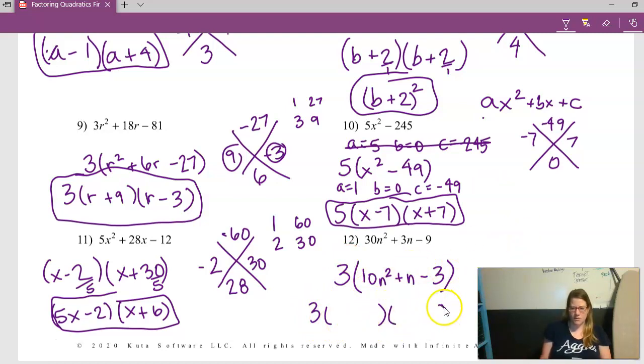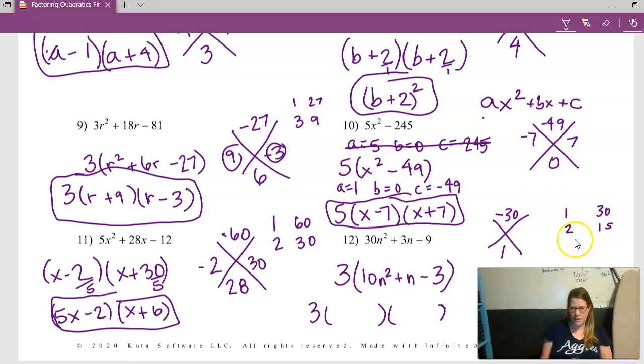We want to come over here and make an x. So 10 times negative 3 is negative 30. And b is 1. So anytime b is 1, we want to look for two numbers that multiply to 30, but they're only 1 apart. So again, we can just start making our list. 1 and 30 won't work. That'll give me 29 or 31.